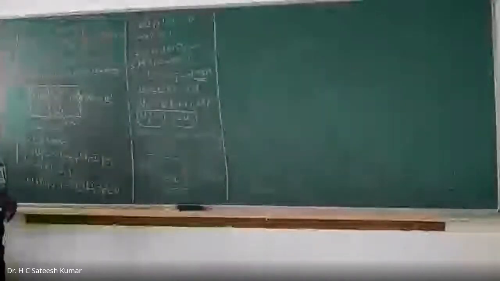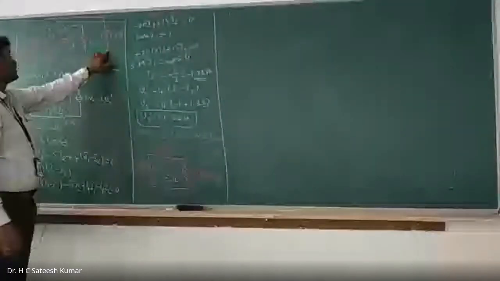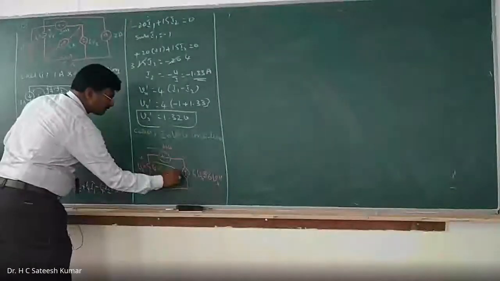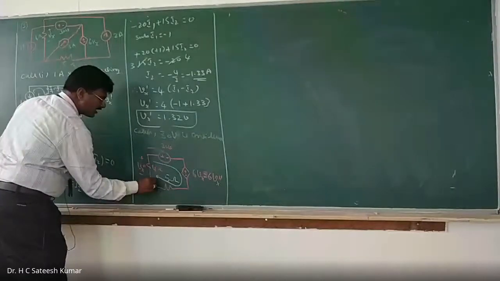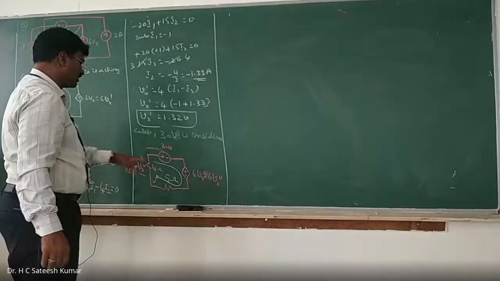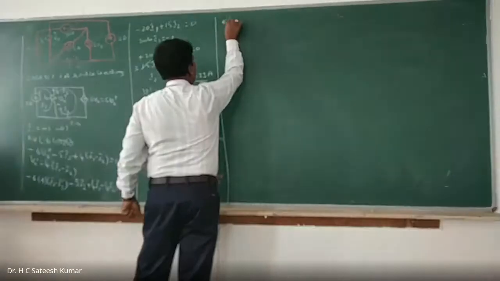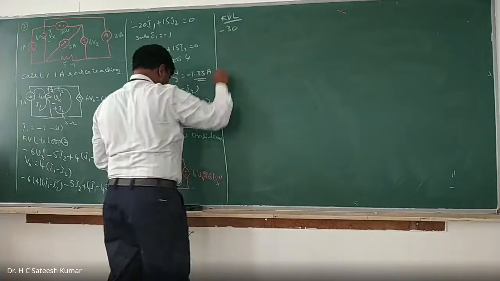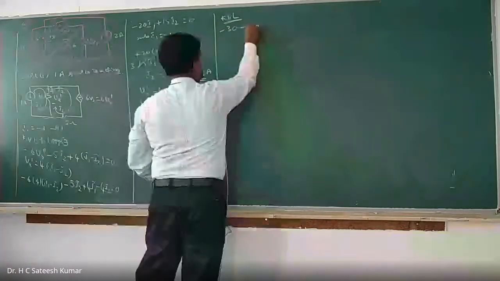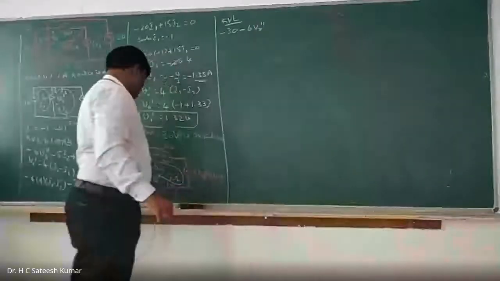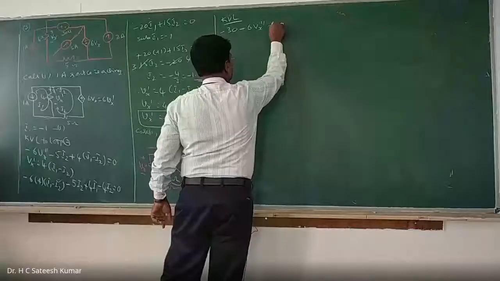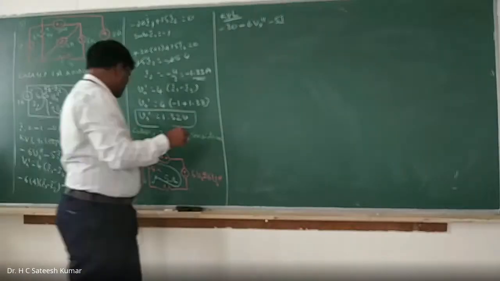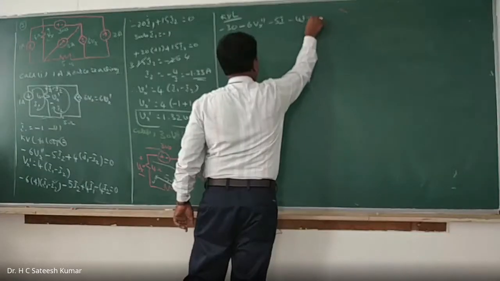Now apply KVL. This is open, this is open, this I remove, this I remove. Now only this much is there. We call the current I. Apply KVL: minus 30, plus 2 minus 6 Vx double dash, minus 5 into I, and next from here minus 4 into I is equal to 0.